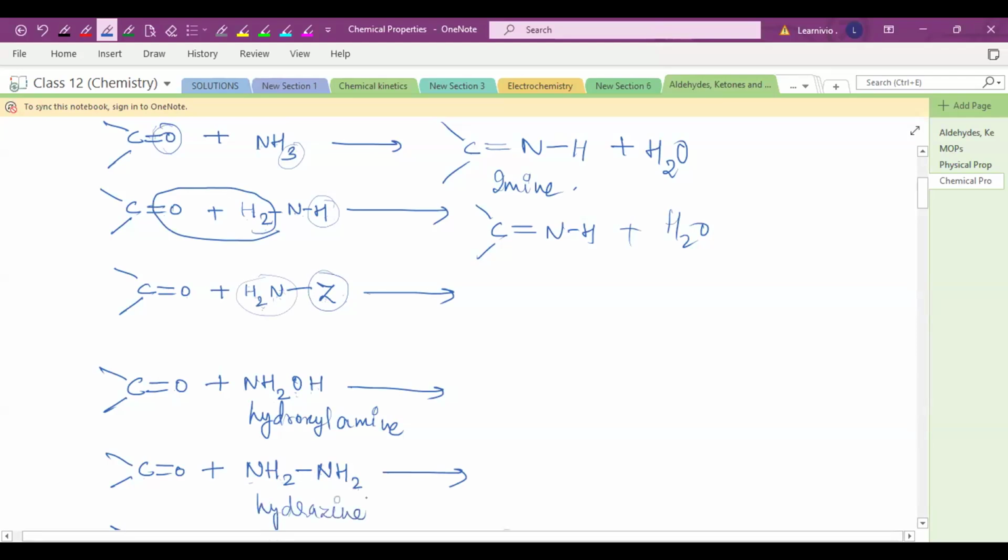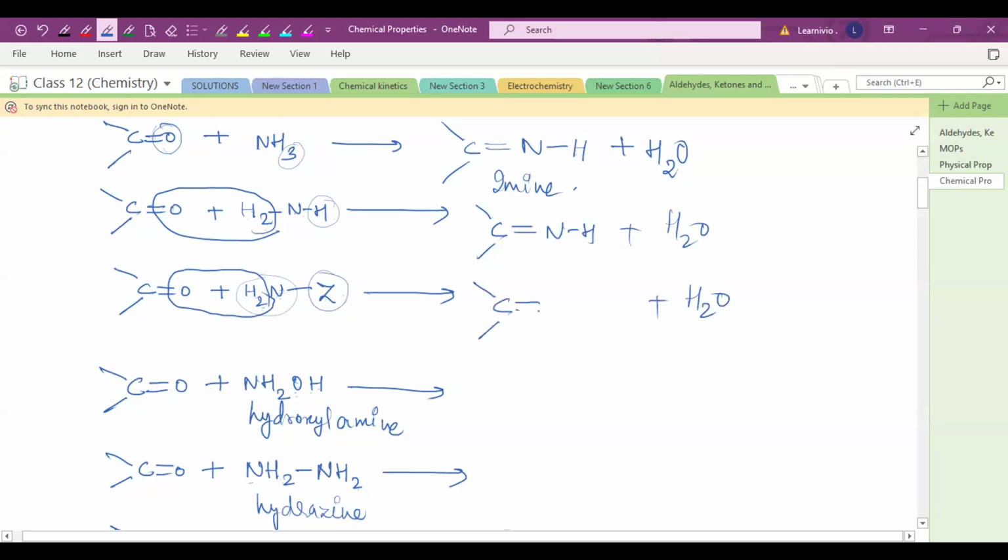Okay, and you should know the name of these compounds. What is this? NH2 is hydrazine, right? So suppose we have this NH2 and Z. Again, the same mechanism we will follow: two hydrogens from here and the oxygen from this carbonyl compound. Water will be liberated, and what do you get?